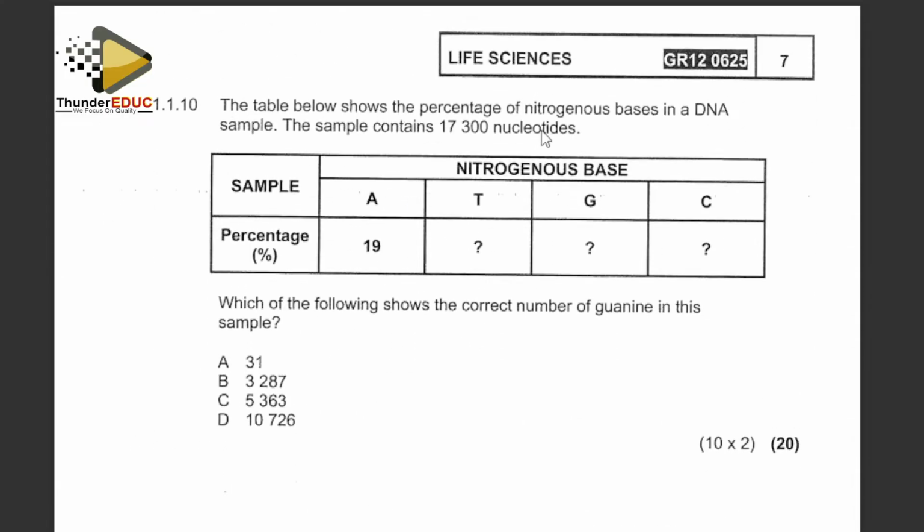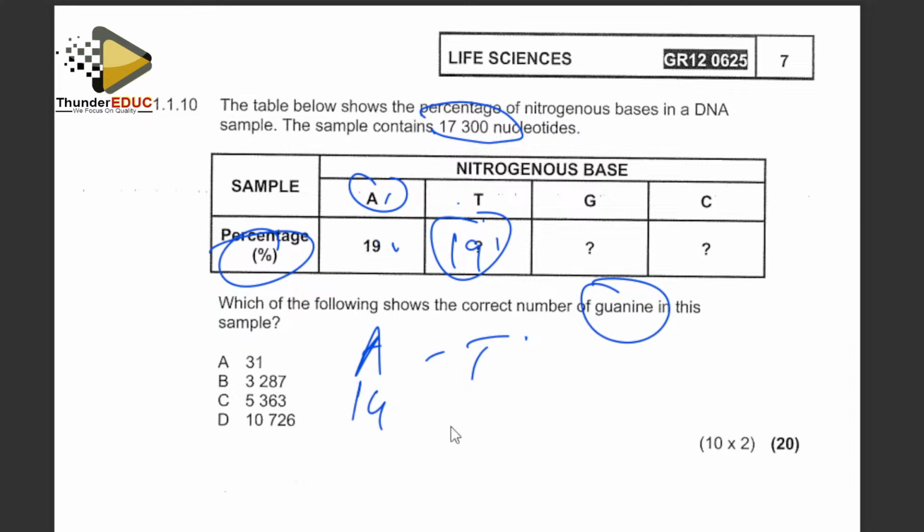They're saying the table below shows the percentage of nitrogen bases in a DNA sample. The sample contains 17,300 nucleotides. So these are in percentage. Let me calculate the percentage and after that I'll be able to convert it. The first one is 19, so definitely this is also 19, because A goes with the T. If this is 19, this is 19.